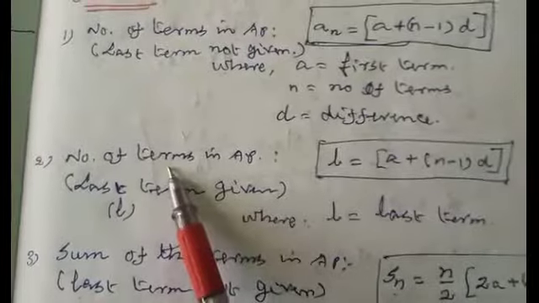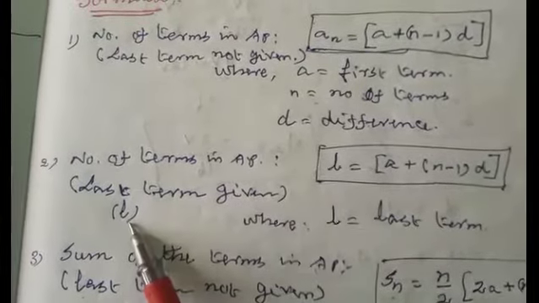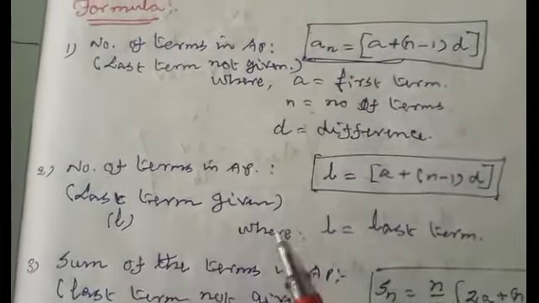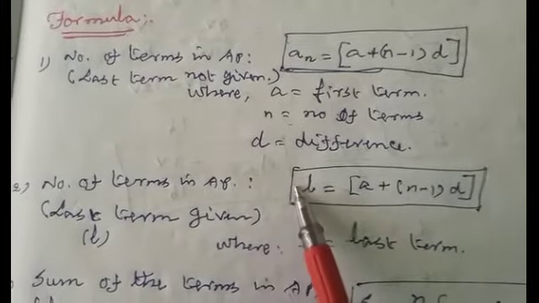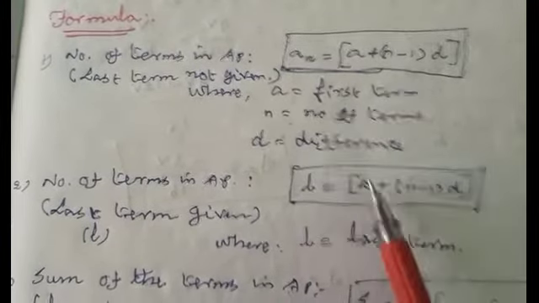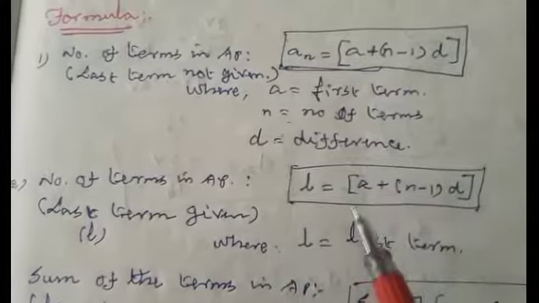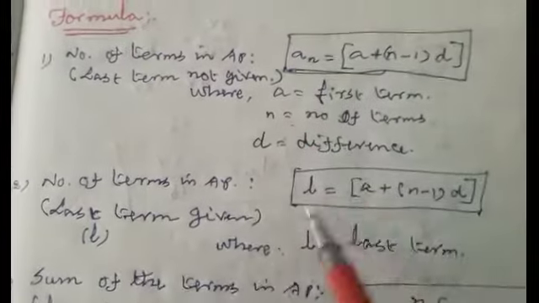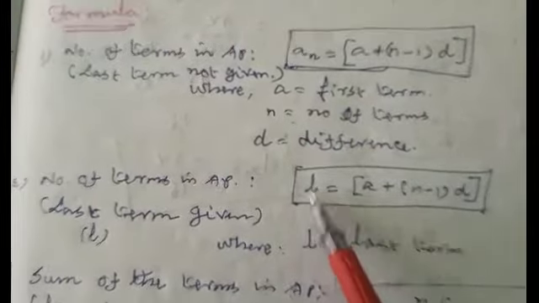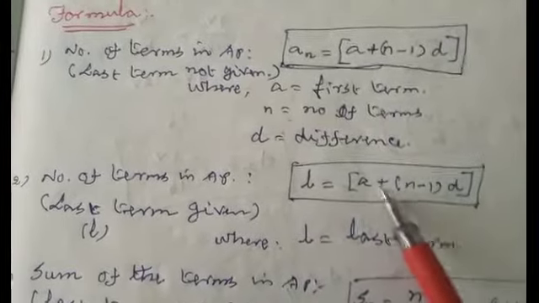Okay, second formula, the nth term when the last term, that is L, is given. So L means last term. Then L is equal to A plus n minus 1 into D. So instead of An we have to use L. So last term is equal to A plus n minus 1 into D.